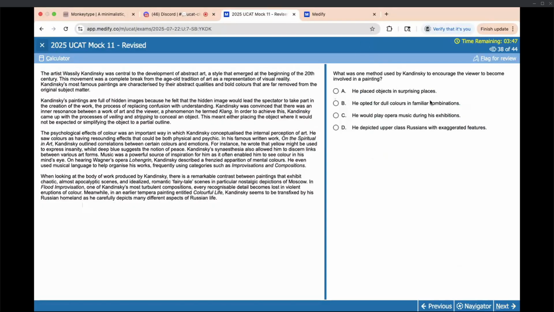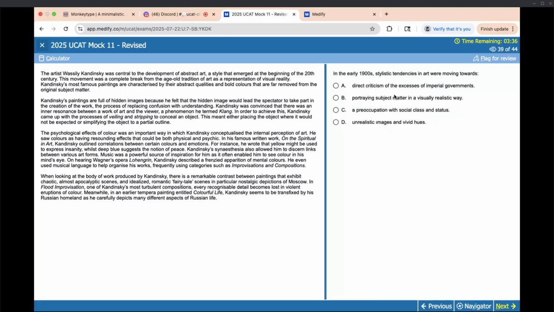Place objects in surprising places. That is true. I think so. But the sort of moving towards. It seemed to transfer Russian homelands came in rapid life, lost in violent eruptions and color. So not unrealistic and with hues. So I go with D.